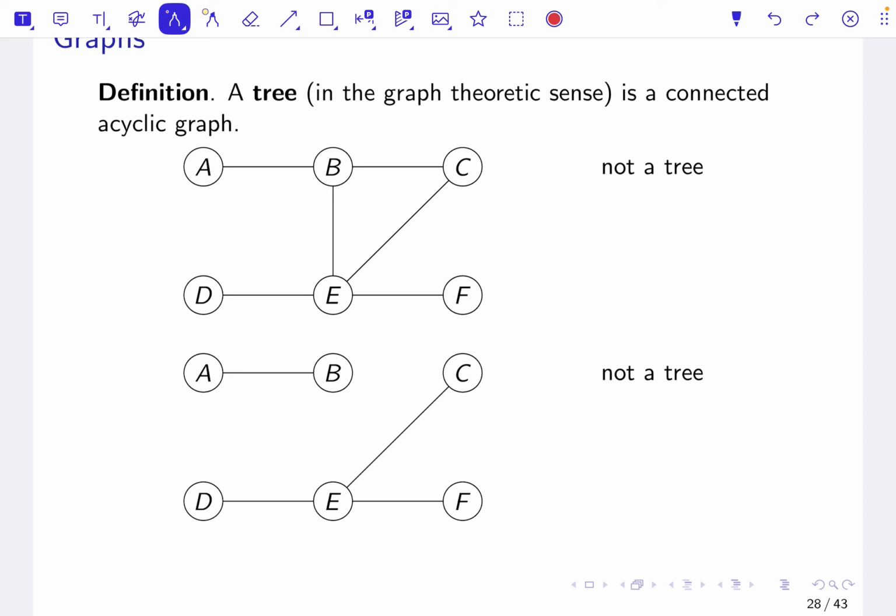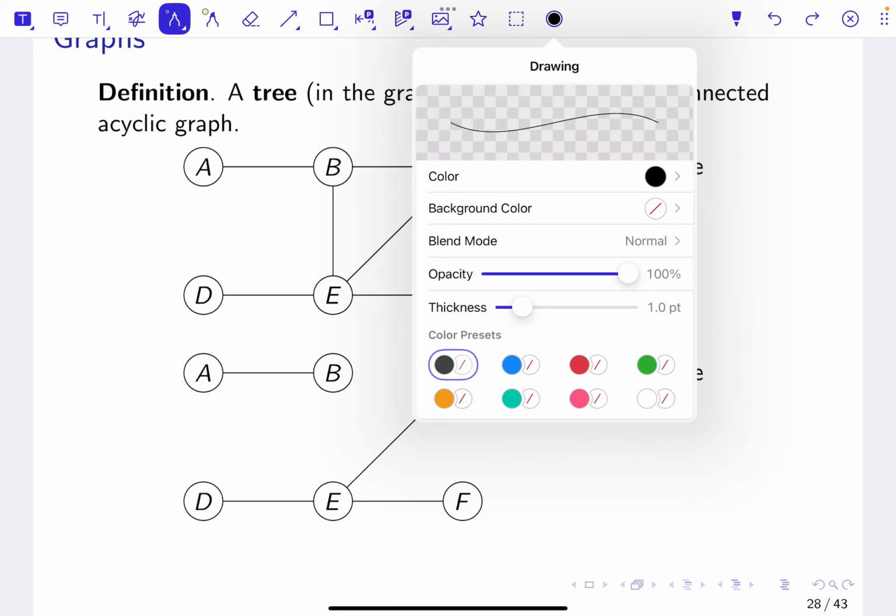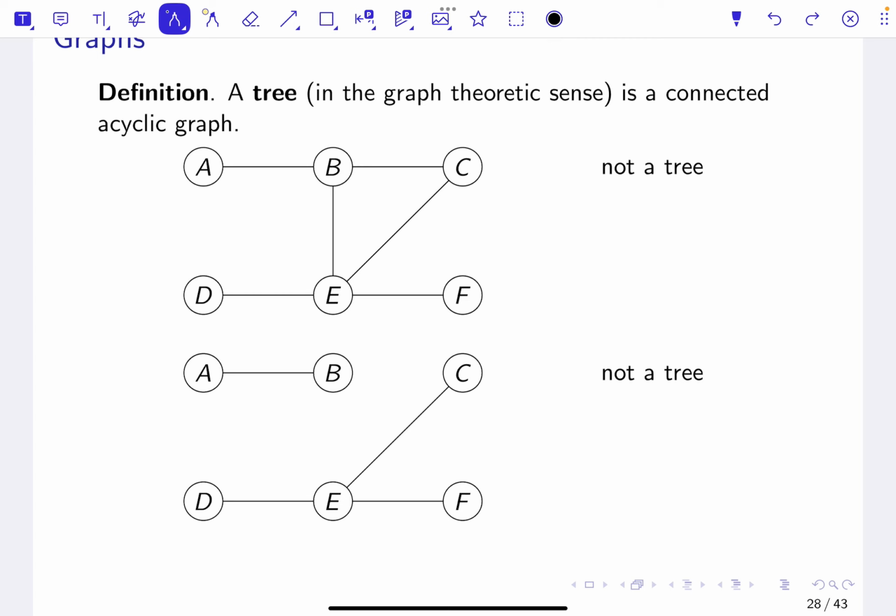These guys you've seen before. I think this was a quiz question back in the day. A tree, in terms of graphs, is a connected acyclic graph. Oh yeah, neither of these are trees. I was going to draw one of these as a tree.